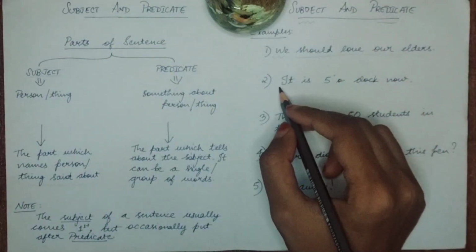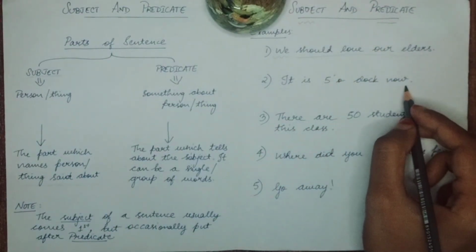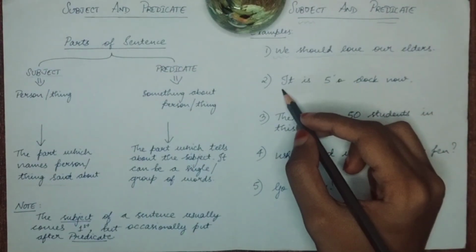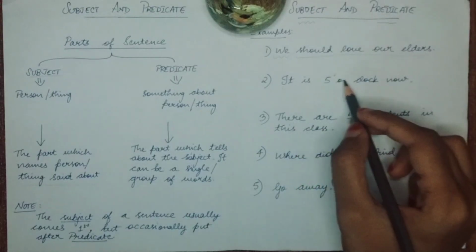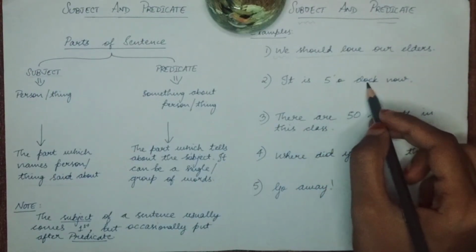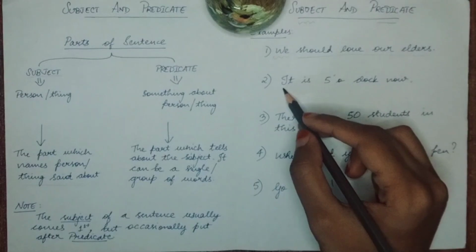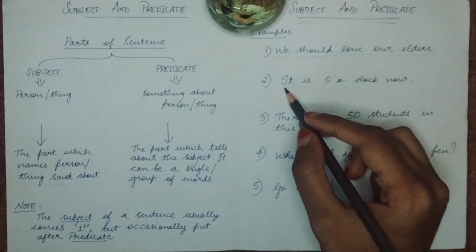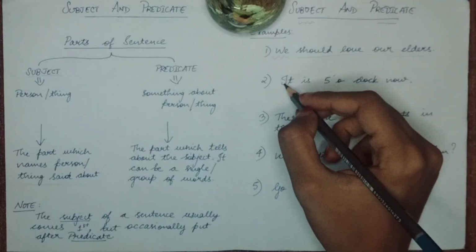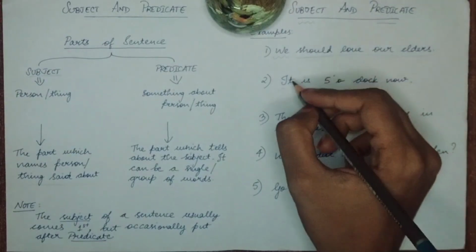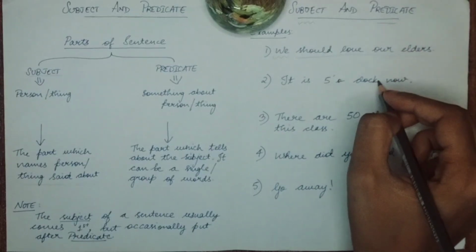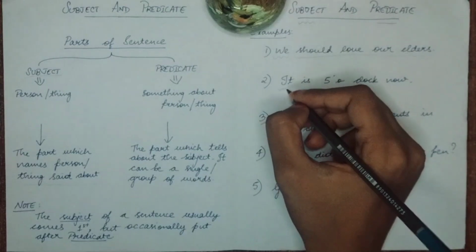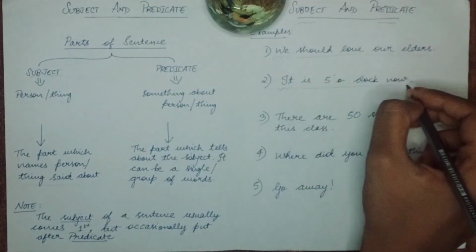Second liner. It is 5 o'clock now. It denotes the thing. The thing here is 5 o'clock, the time which is being depicted. So it talks about the thing over here, and a thing comes under the subject part. So it will be the subject here, and the remaining part of the sentence is 5 o'clock now. This remaining part talks about the subject, so hence this will be the predicate. So for it, I will make a curly line and the remaining part a straight line.